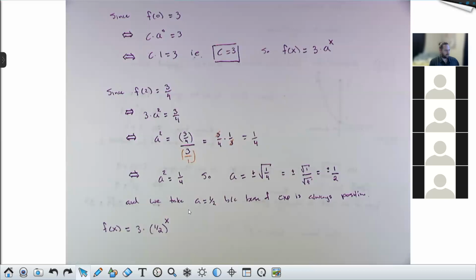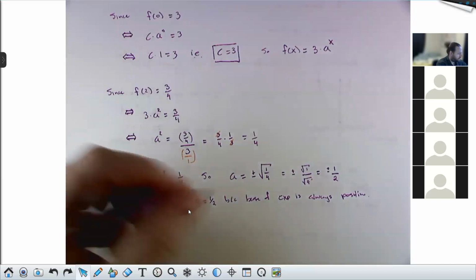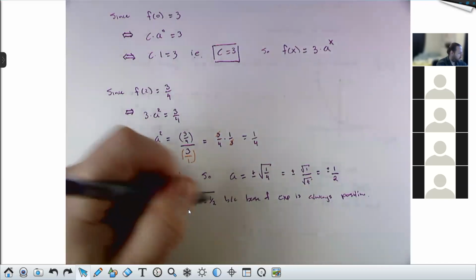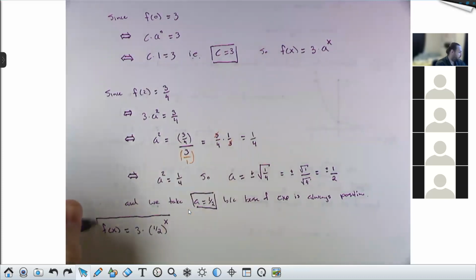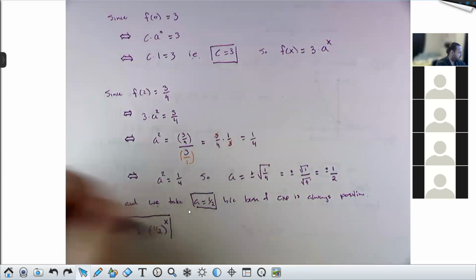Okay. Any questions on how we found this guy? Here's a, and that means here's my function. Any questions on the notation or the procedure?